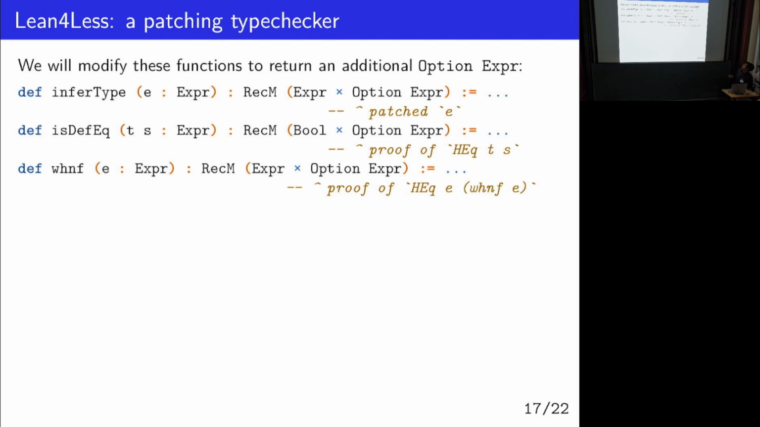So we will basically modify these functions to return an additional optional expression that will be some if we needed to apply our proof relevance axiom at some point to get these properties. So in the infer type case, it will output the patched version of our input expression that we were trying to infer the type of. In the definitional equality case, it will give us a proof of heterogeneous equality between the left and right hand sides that we passed in. And in the weak head normal form case, it will give us a heterogeneous equality between our input term and its weak head normal form.